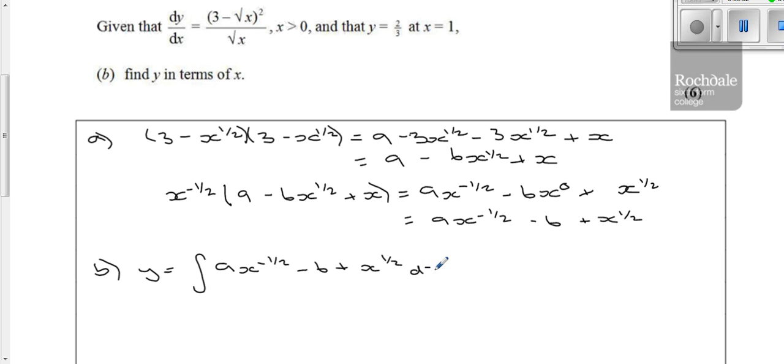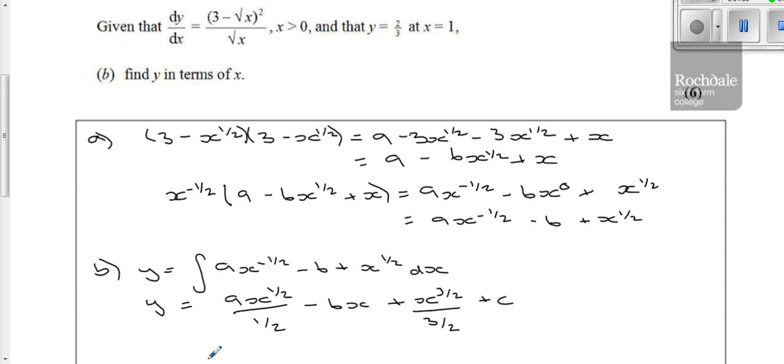Now, it's important at this point that if you haven't been able to expand this out, or you've made some mistakes, that you still have a go at part B, because the first part was worth 2 marks, but this is worth 6. Okay, so it's really important that we still try and continue, because we want to pick up as many marks as we can. So when we're integrating this, we've got y is equal to 9x to the power of a half, add 1, divide by the power, minus 6x plus x to the power of 3 over 2, add 1, divide by the power, plus constant.